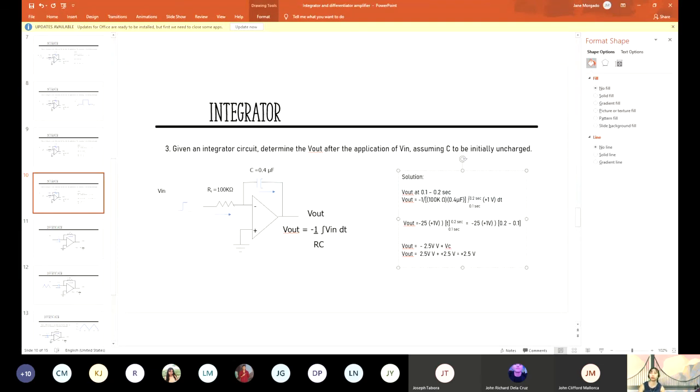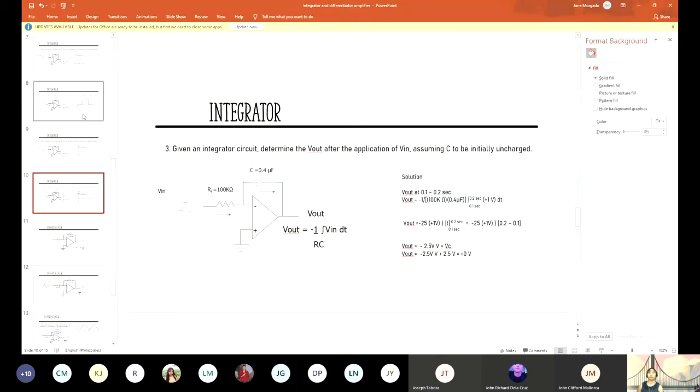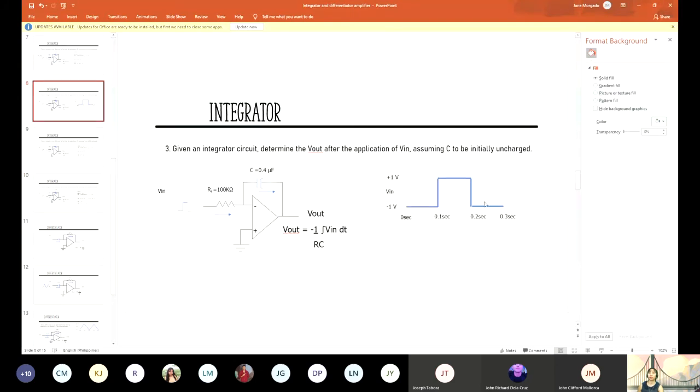So therefore, the output now would be equal to, what's this? Negative. Then we have positive 2.5. So the net voltage would become 0. So this time we have 0. So that is from 0.1 to 0.2. So what would be the output at 0.2 to 0.3?